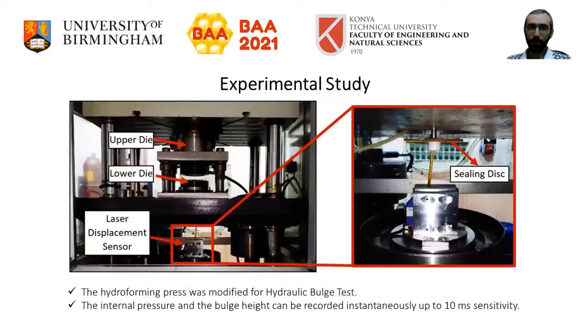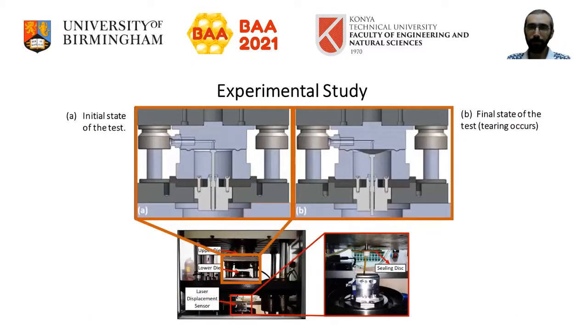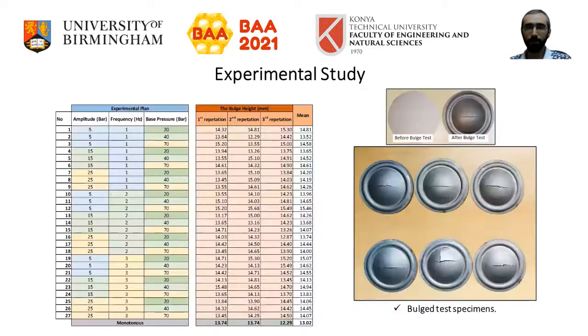So this is our experimental setup. The hydroforming press was modified for the hydraulic pulse test. The internal pressure and the pulse height can be recorded instantaneously with up to 10 milliseconds sensitivity. This is the sectional view of the 3D model of our experimental setup. This is the initial state of the test and the final state of the test where tearing occurs.